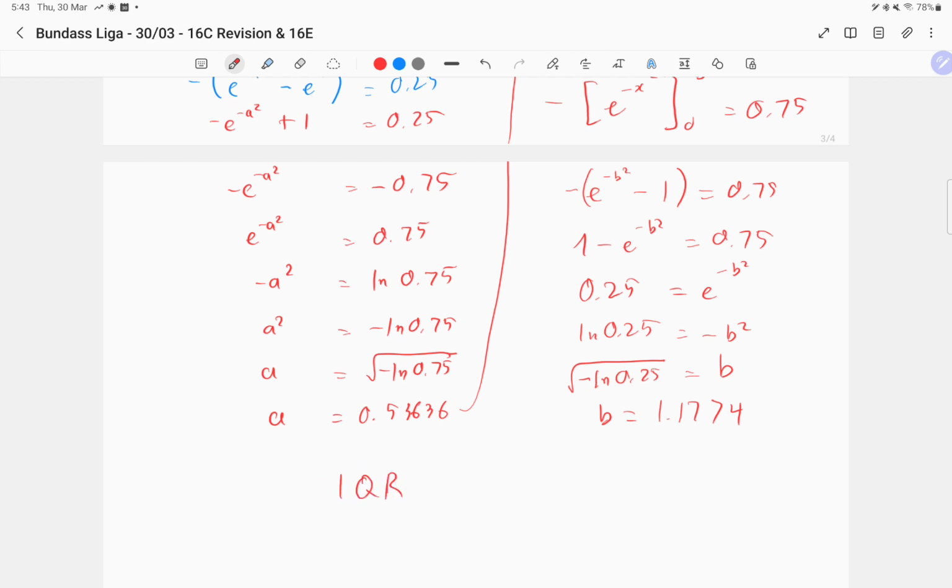Did you get negative ln of 0.25? Yeah, let's see. You might need to put a square root of the negative, because ln of 0.25 is a negative number. So the negative goes in front of the ln first and then you square root that answer. Remember, ln of a number that's between 0 and 1 will give you a negative number, yeah?